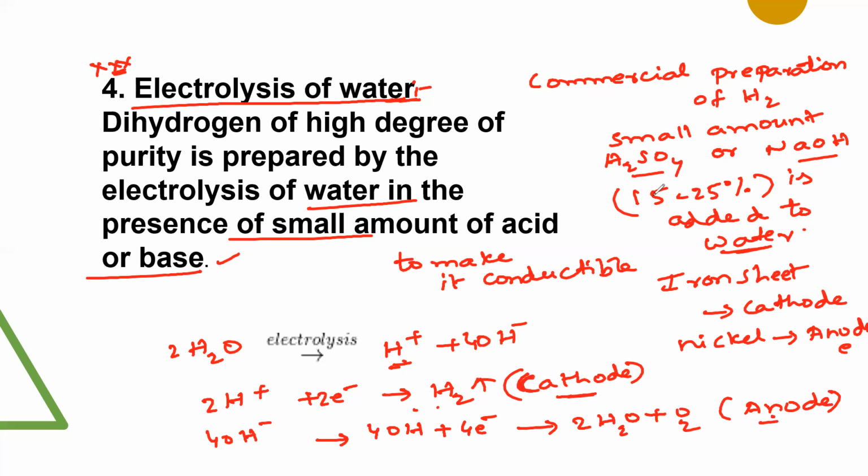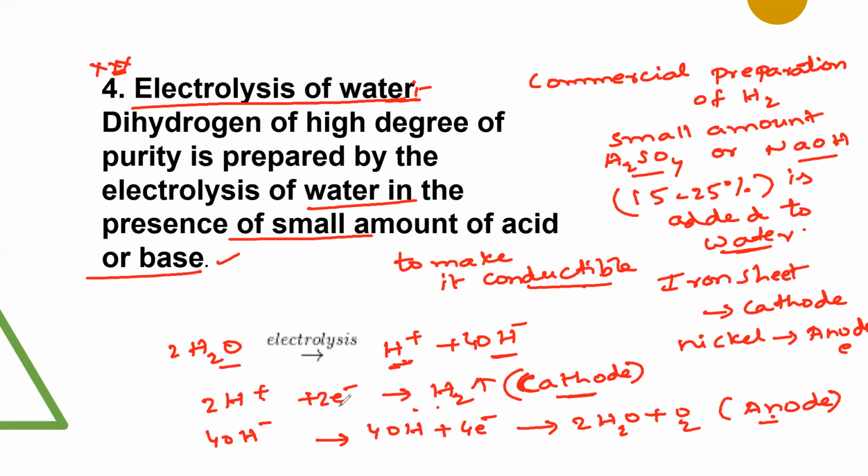Why are we adding 15 to 25% of a small amount of acid or base to water? To make it conductible. Very, very important point. In this electrolysis process, iron is taken as the cathode and nickel is taken as the anode. On passing current, water dissociates to form H plus and OH minus ions.